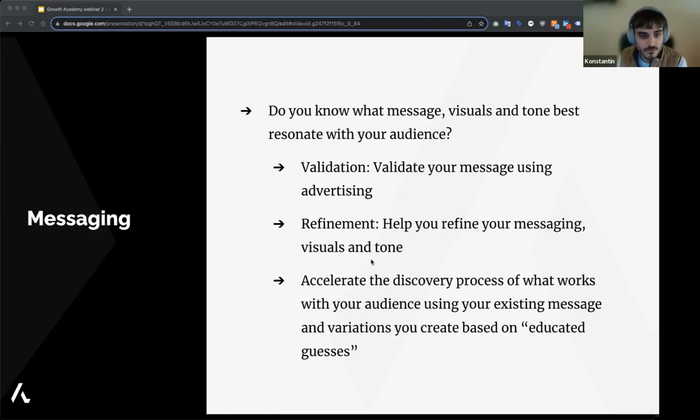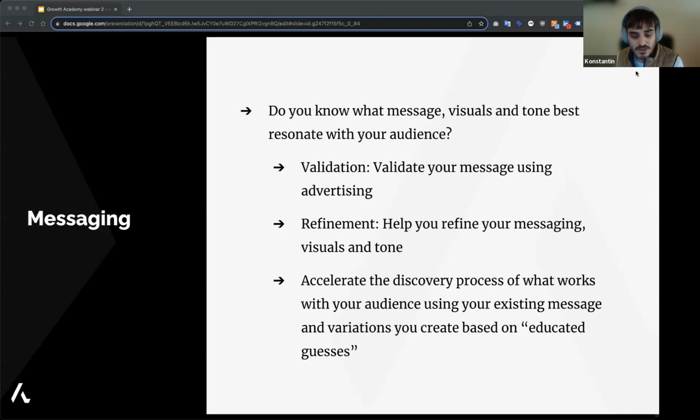So do we know what message, visuals, and tone best resonate with our audiences? In some way, we do. So we've done our research of our brand, our ICP, or we're already established. So we already have an established business. But do we know if the message works? We can validate and refine that with paid advertising.